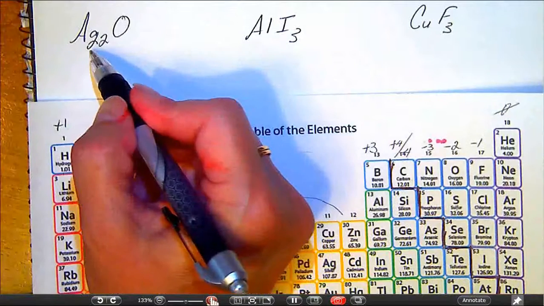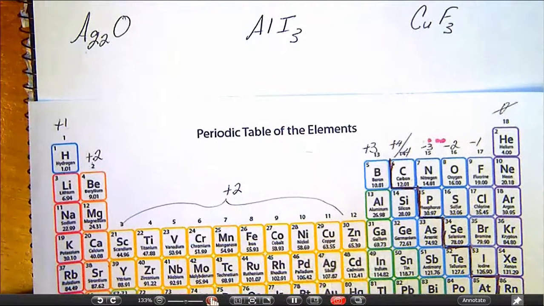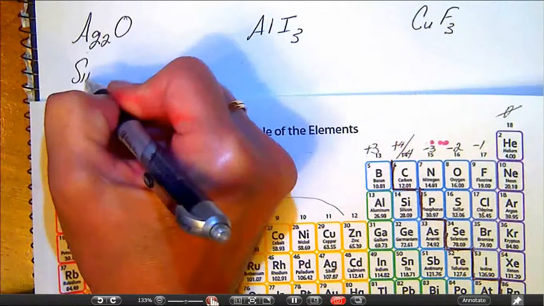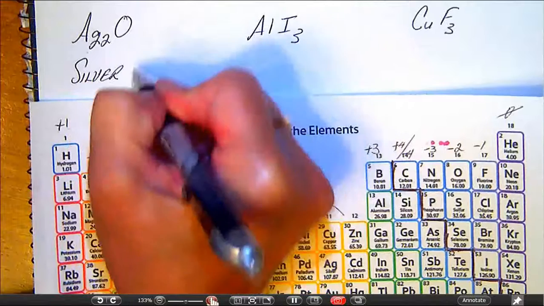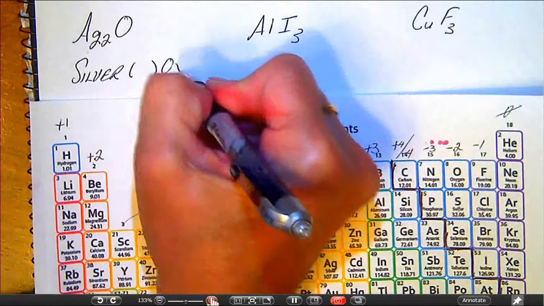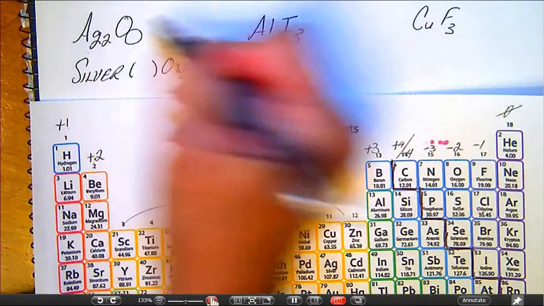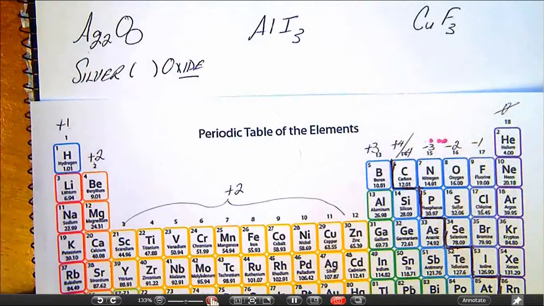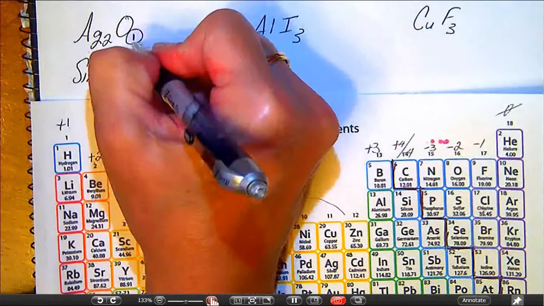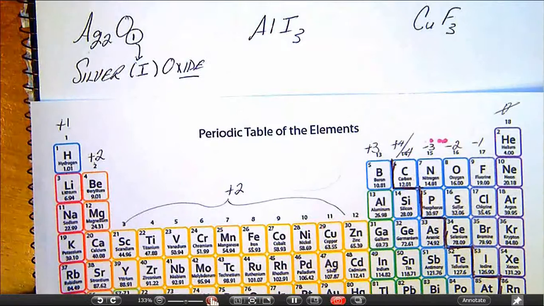Our next example, Ag. Ag is found here in that middle multiple oxidation number section. Ag is silver. Leave that space because we're going to have to fill that in a minute. O, oxide. If you look right there, there's no number. That number is an implied 1. That number goes in that spot. Silver 1 oxide.